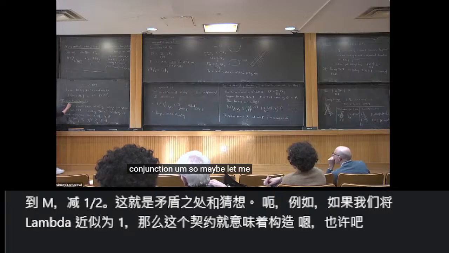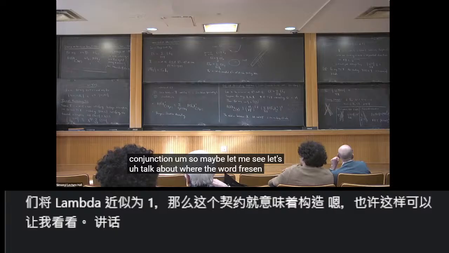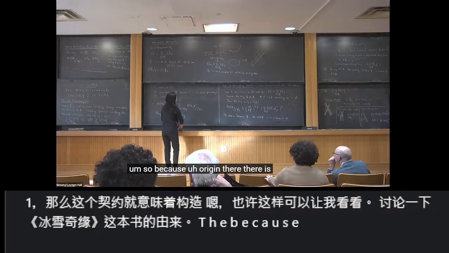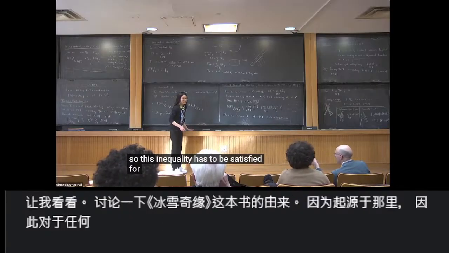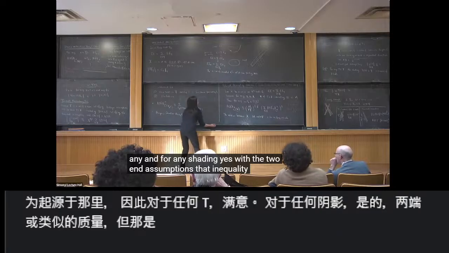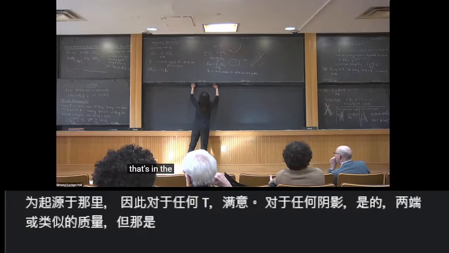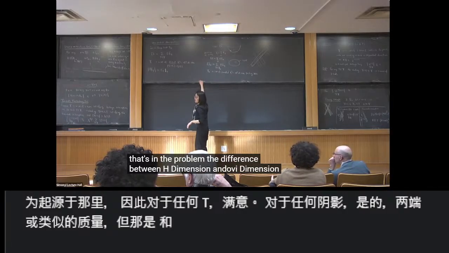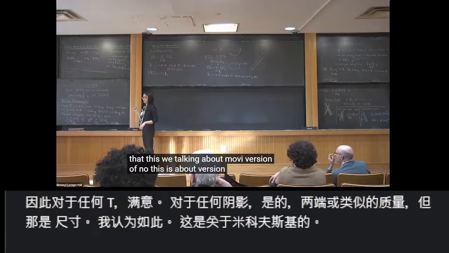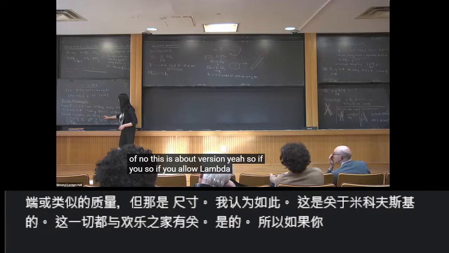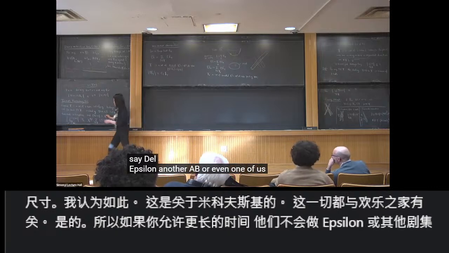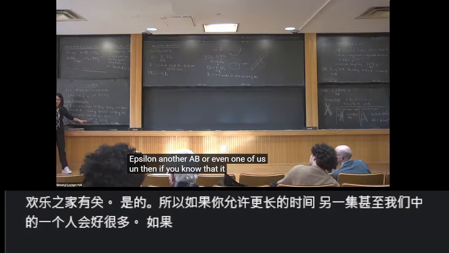Let's talk about where the word Furstenberg comes from. This inequality has to be satisfied for any T satisfying the KKR assumption and for any shading with the 2 ends assumption. In the KKR problem, there's a difference between Hausdorff dimension and Minkowski dimension. This is all about the Hausdorff version. If you allow lambda to be like delta to the epsilon, or even 1 over some log delta, then it will imply the Hausdorff dimension.